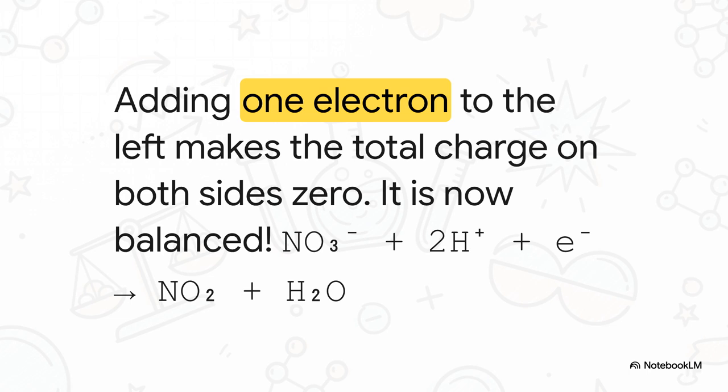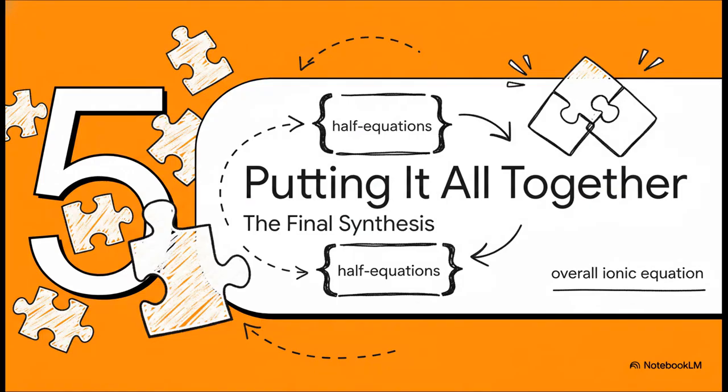It's balanced. And there it is, our complete, fully balanced half equation that we couldn't find in any book. We made it ourselves. We have done the really hard work. We built our missing equation from nothing. Now for the grand finale. We just have to combine our two half equations to get the overall ionic equation for the whole reaction.